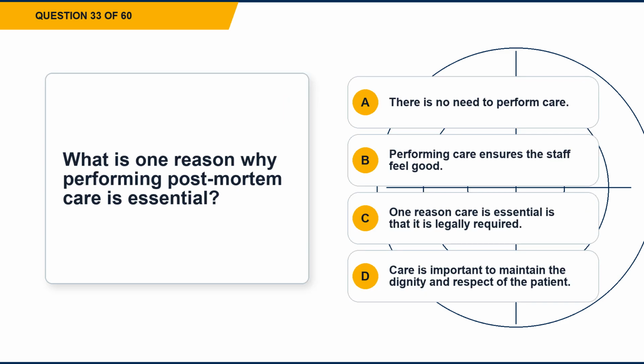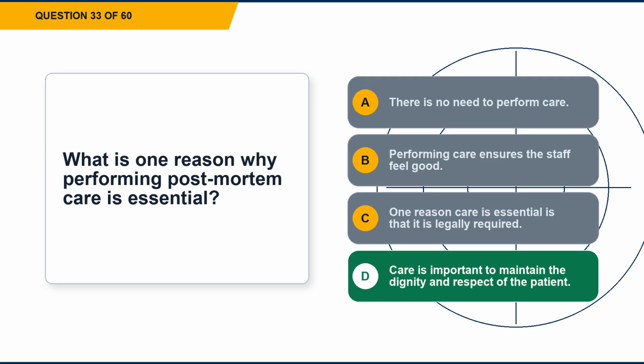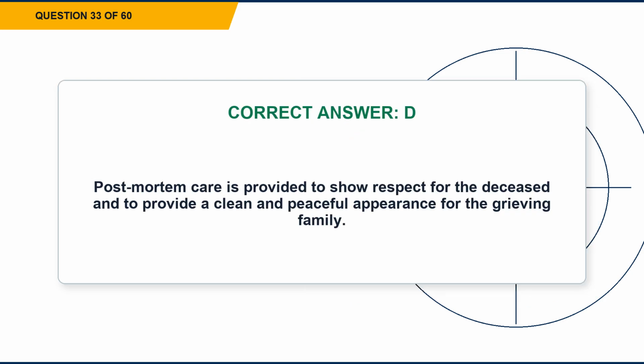Question 33. What is one reason why performing postmortem care is essential? Option A, there is no need to perform care. Option B, performing care ensures the staff feel good. Option C, one reason care is essential is that it is legally required. Option D, care is important to maintain the dignity and respect of the patient. The correct answer is option D, care is important to maintain the dignity and respect of the patient. Explanation. Postmortem care is provided to show respect for the deceased and to provide a clean and peaceful appearance for the grieving family.